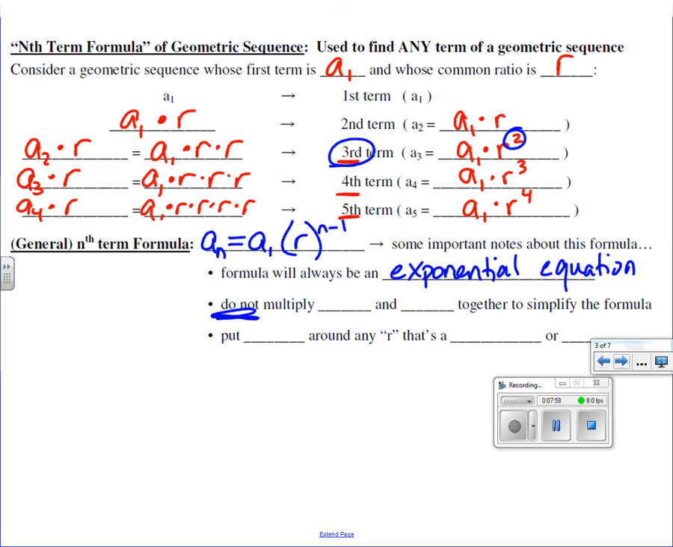Do not multiply A1 and R together first. You can't multiply those together first. What do you have to do first when you're working it out? Exponents, because please excuse my dear Aunt Sally, okay? And lastly, put parentheses around any R. I do it around all of them, but you definitely have to do it if it's negative or a fraction, or the calculator will give you the wrong answer. I always put parentheses, but you definitely have to do negatives and fractions in parentheses.